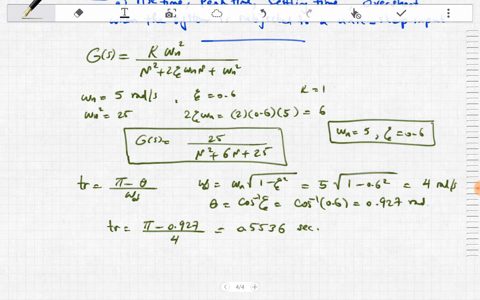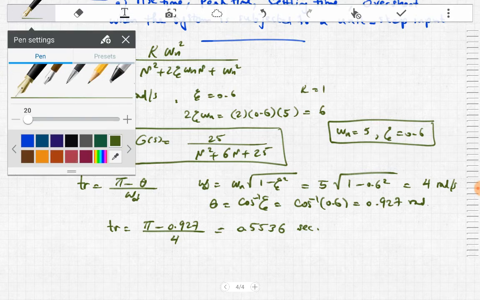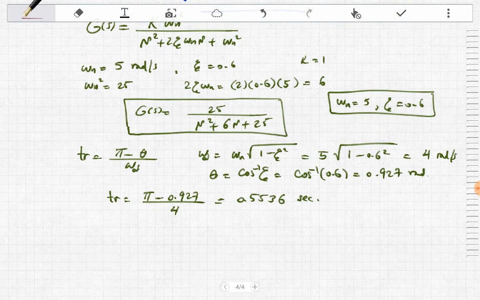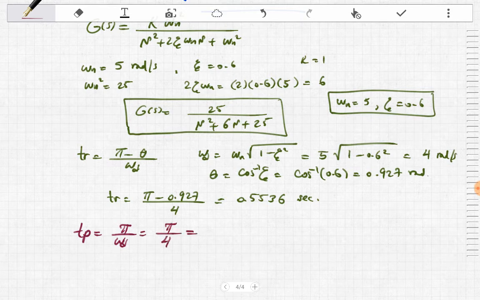So we got TR. Now we are going to find TP, the peak time. Oh, big time. Let's change the color. Do you remember what TP is? It's very easy. Pi over omega d. So pi over 4. 0.785. That's right. Seconds. That's good.